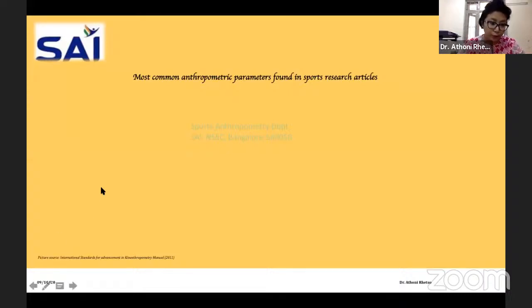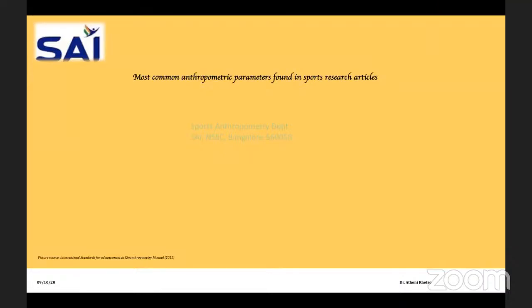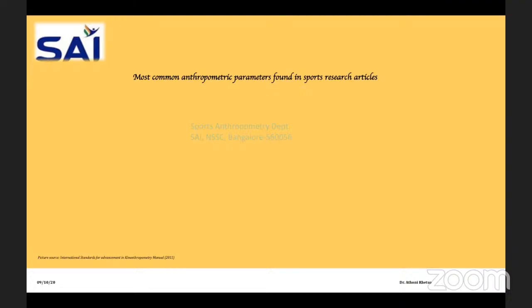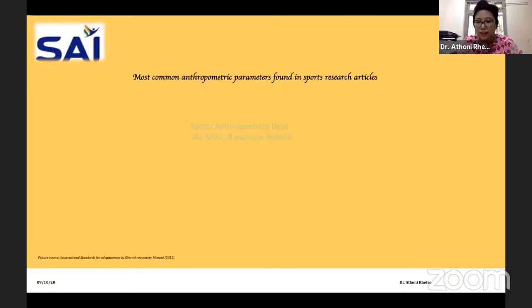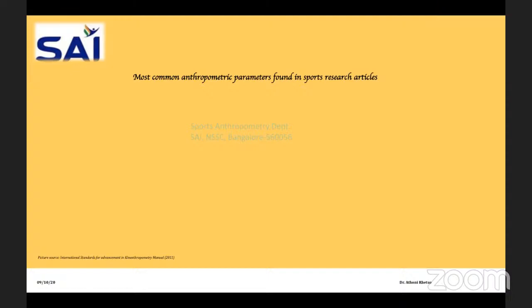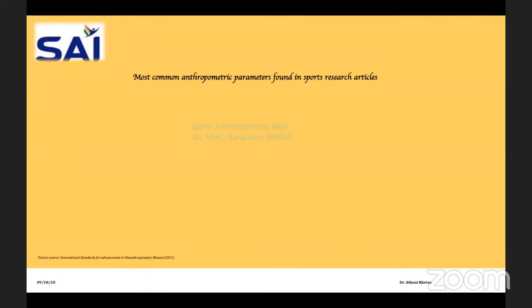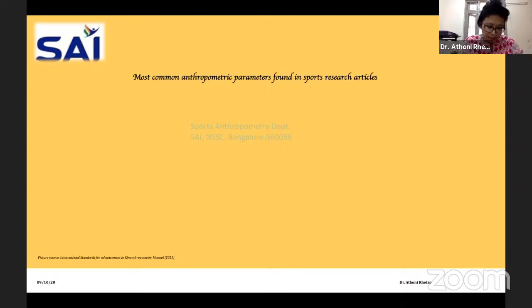Is my voice audible or is it muted? It is audible, ma'am. Okay, so can I have a response from your side? What is the most common anthropometric parameter found in sports research articles? I request all the coaches, you can unmute yourself. Yeah, of course, madam. We find a lean body with a lower percentage of fat, where the limbs are lengthier than the trunk. Okay. Any more response? Thank you, sir. Welcome. Body composition, ma'am. Okay.